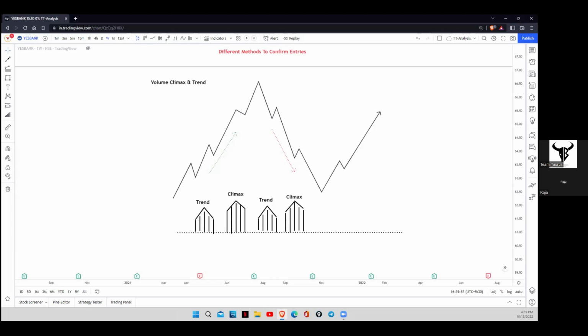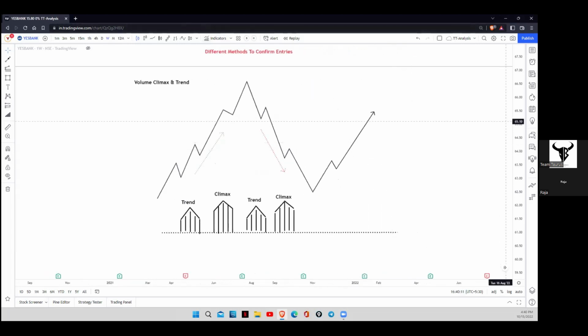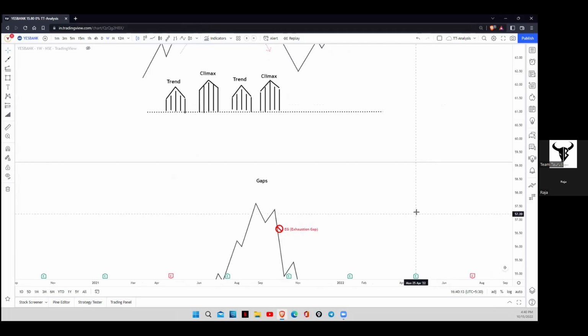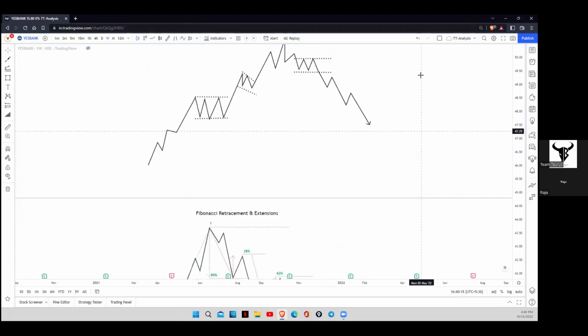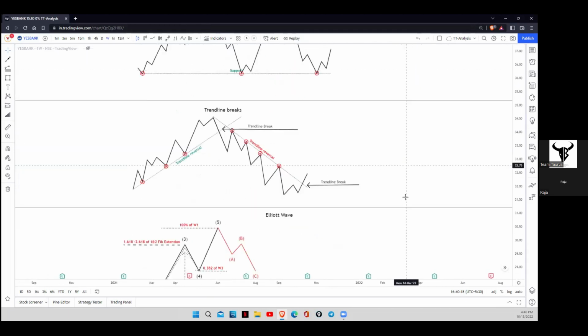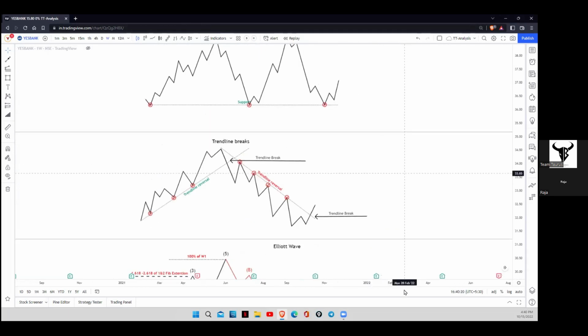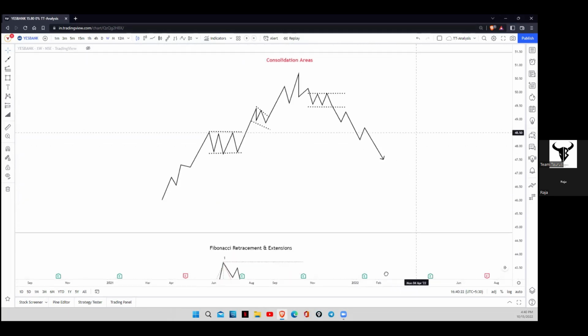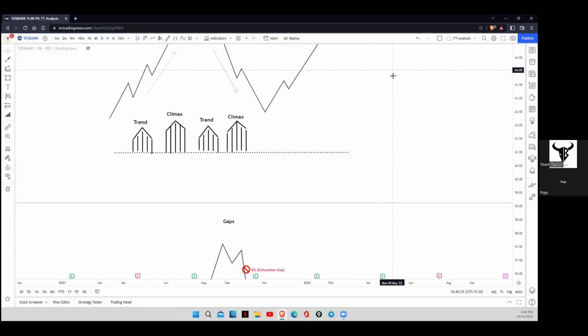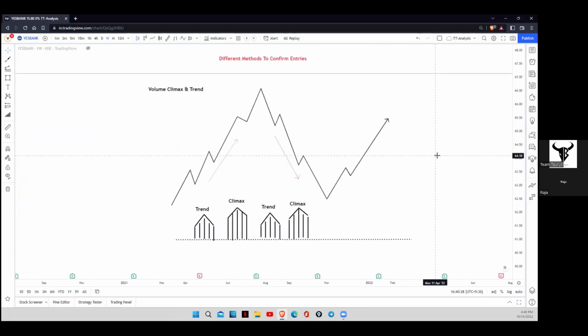So today we'll talk about different methods to confirm entries. How to confirm your entry. So look at this. There are over 6 to 7 confirmations that you can take from these levels. Okay. So let's discuss each confirmation, starting with the basics of these entries.